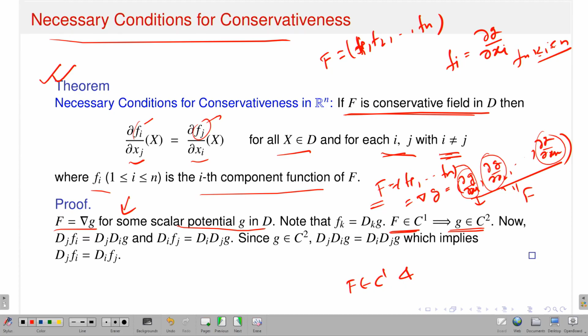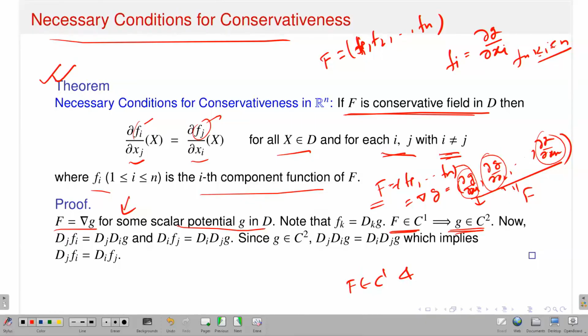So, if capital F is in C1, it implies that scalar potential g is in C2. Why? Because capital F is equal to grad of g, the first order partial derivatives already exist. Given that capital F is in C1, all the components, the partial derivative of g with respect to x1, x2, up to xn, are each once differentiable again. That means all the second order partial derivatives exist and they are continuous. And what does that mean? If all the first and second order partial derivatives of the scalar potential g exist and are continuous, then g is in C2. Therefore, capital F in C1 implies g is in C2.